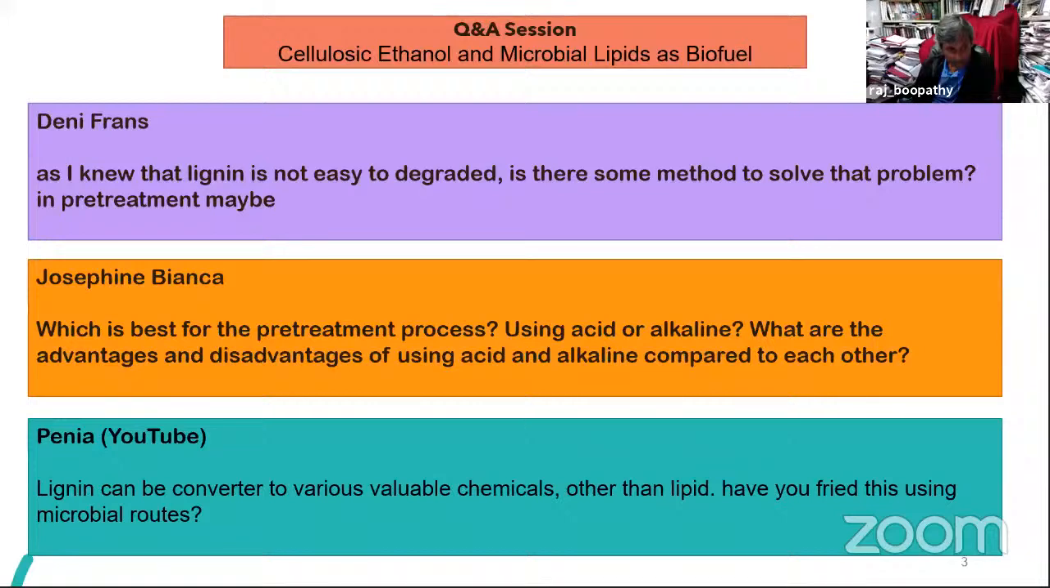Lignin can be converted to various valuable chemicals other than liquid fuels. Have you tried this using a microbial route? Yeah, we are thinking of producing a lot of pigments for cosmetic industries. That's one idea we are looking at. This was the first proof of concept to show that microbial lipids could be produced. You can produce other products. One of the major ones is different kinds of pigments, which may be produced using different organisms, different bacteria.